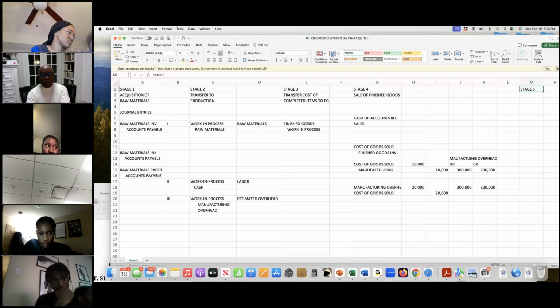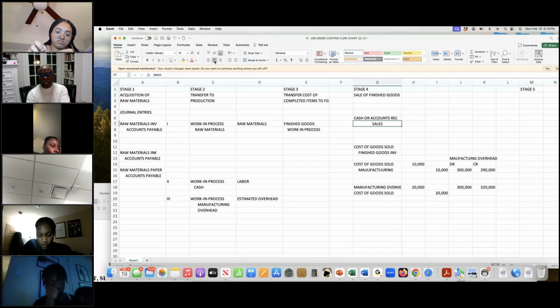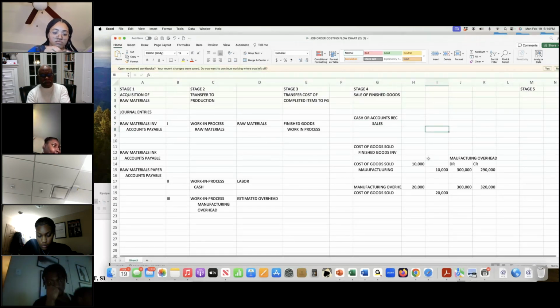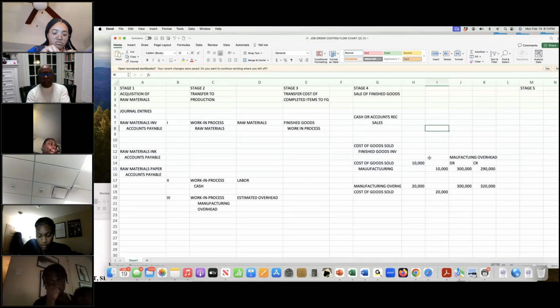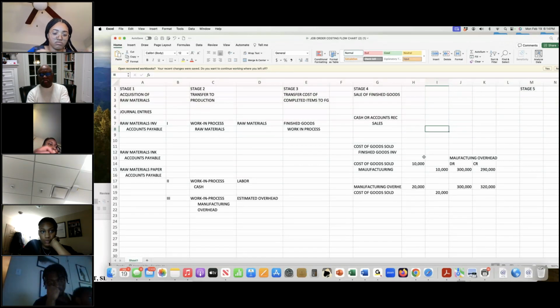Then our ultimate goal is to sell the items. And when we sell the items, we're debiting cash or accounts receivable, and we're crediting sales. And because we estimate the overhead, we'll look at this eventually, not overly today, but if there's a difference between the actual overhead costs and the estimated cost, then we're going to adjust that out.